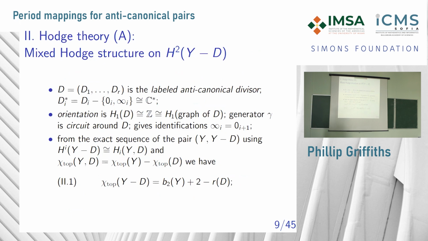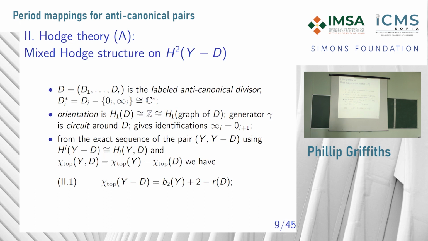So first step is the mixed Hodge structure on the complement of the anti-canonical divisor. A labeled anti-canonical divisor just means you give the order. Each of the segments in it is a P1 with 2 points marked. Okay. So an orientation is an identification of H1 of the anti-canonical divisor with the graph. Okay, that's just going around the cycle. Okay. Given a labeled anti-canonical divisor, you have the point at infinity identified with the origin on successive ones.